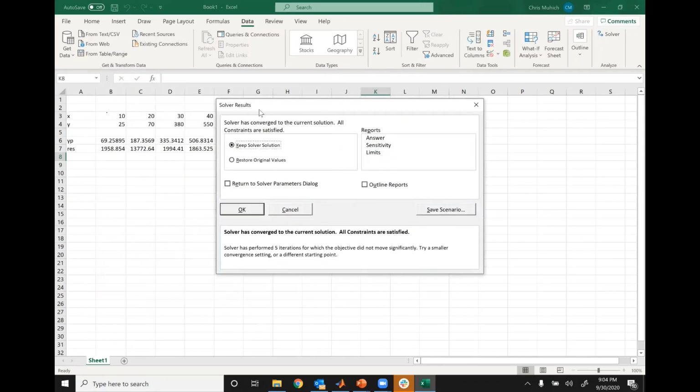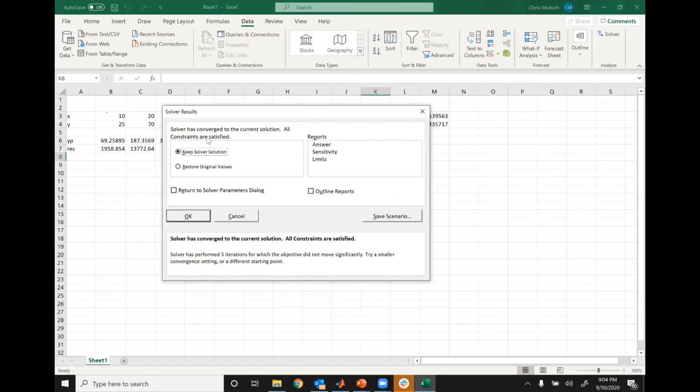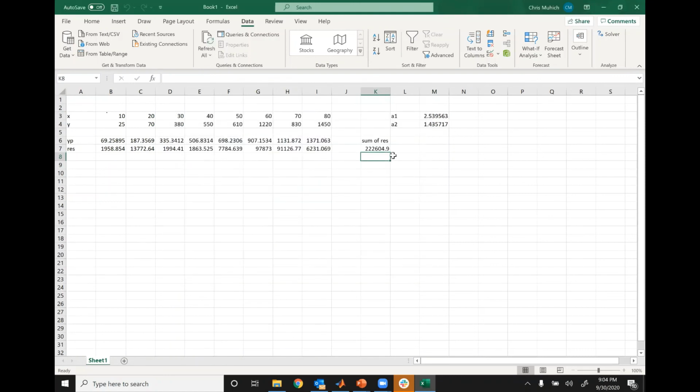Excel, relatively quickly, will pop up and ask us if we want to keep what Solver has or go back to what was there before Solver started. In this case, I want to keep what Solver had, so I click OK. And we'll see that A1 and A2 have changed. Not only have they changed, but they exactly match the values that we got out of MATLAB. And we also see that the sum of my residuals has decreased.